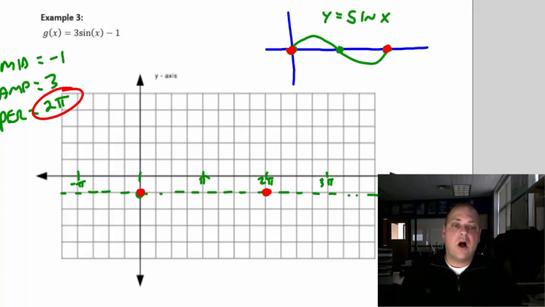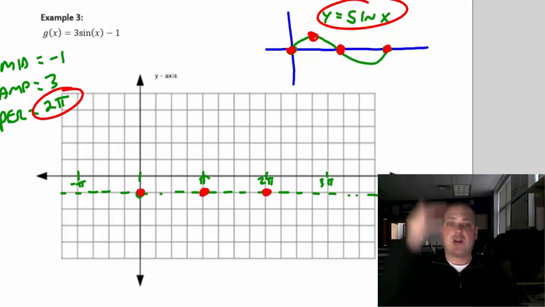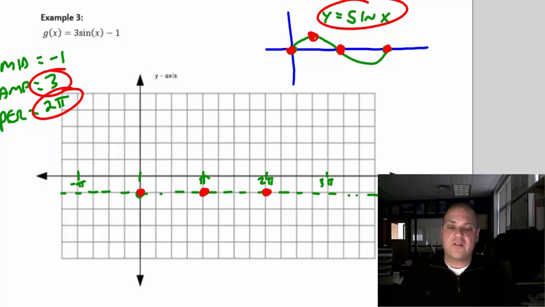All right? Also, a sine graph, in the middle, it hits the midline. So that's going to be right here. I got to hit my midline. So what happens in between? It goes up to the max. Now, how high up does it go? It goes up 3 units. So right here's the middle. Up 3 units right there.